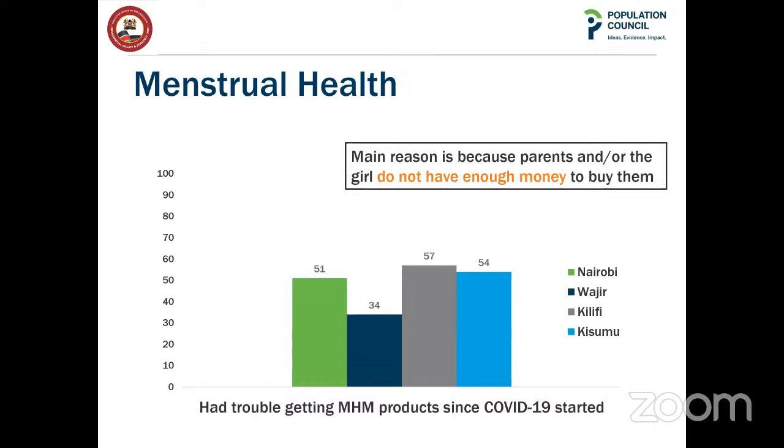Just to explain, in Kenya we have a government initiative of supplying sanitary pads through schools. We had expected that a large number of girls would now not have access to sanitary pads because the schools are closed. But the data showed that only around 20% of girls reported that pre-COVID they were receiving pads in school in Nairobi. This was slightly higher in Wajir, around 50%, and 14% in Kilifi and Kisumu. Only 28% of girls reported ever having accessed pads through the school system.